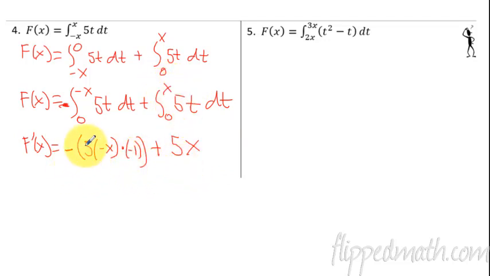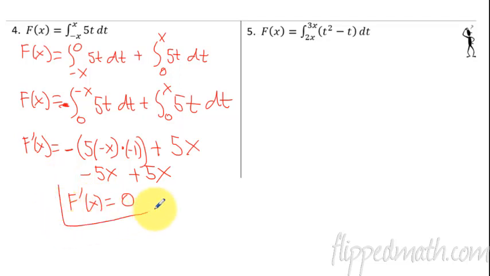And then let's clean this up a bit, and we're going to get, let's see here, negative, and a negative is positive, and another negative is a negative. So I've got -5x. And I'm going to say plus 5x. So this combines to be 0. So f prime of x equals 0. There we go. There's the answer to that one.